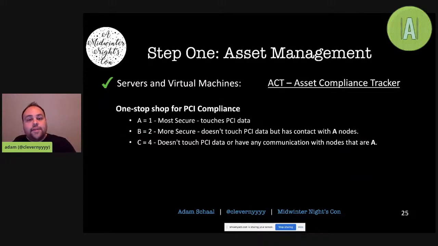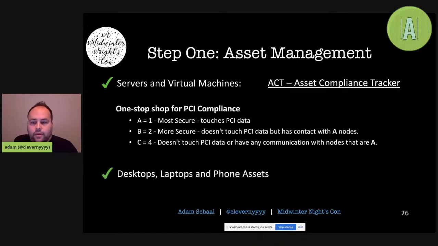we had different segments. We segmented our servers and our assets based on different classes, A, B, and C. A was the most secure data because it touched PCI data. And B was more secure. It doesn't touch PCI data directly, but it interacts with A nodes. And then C, it doesn't either touch it or interact with A nodes. So that is the server and virtual machines.